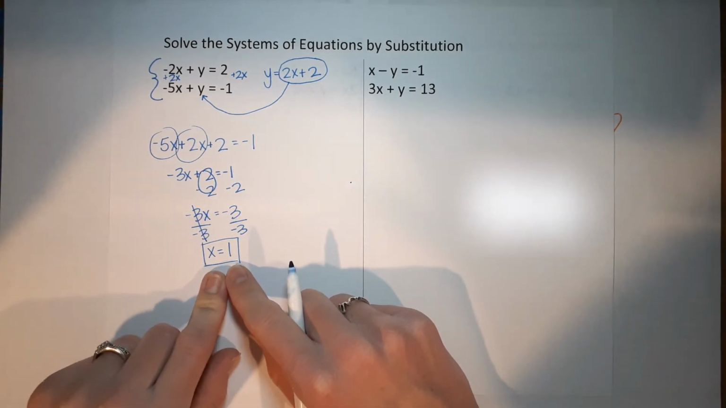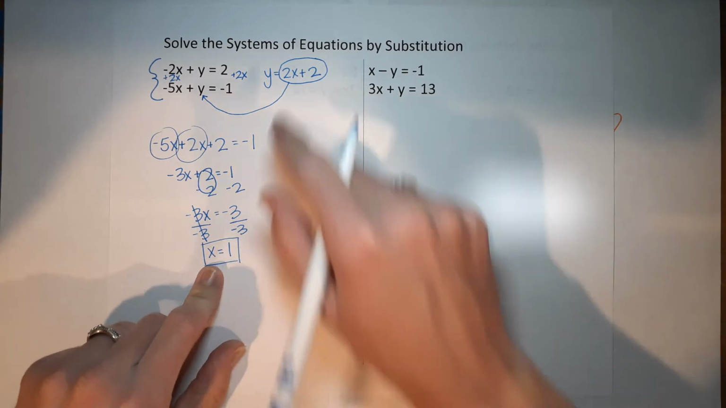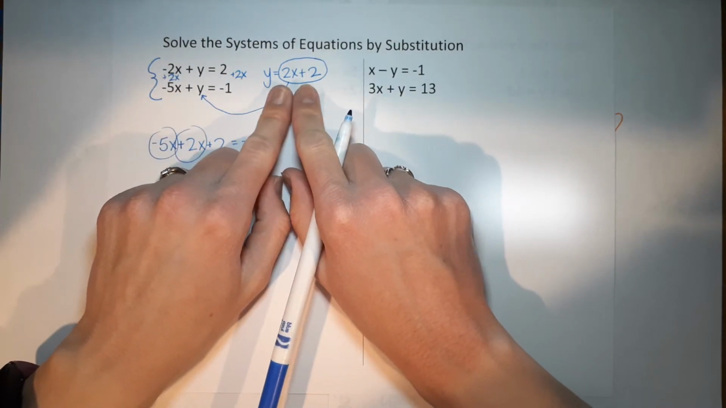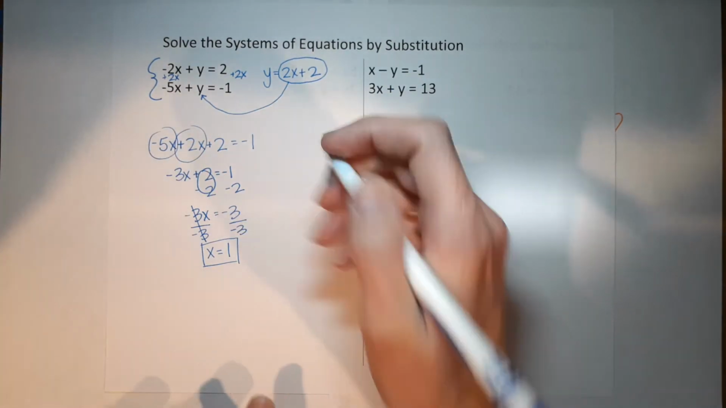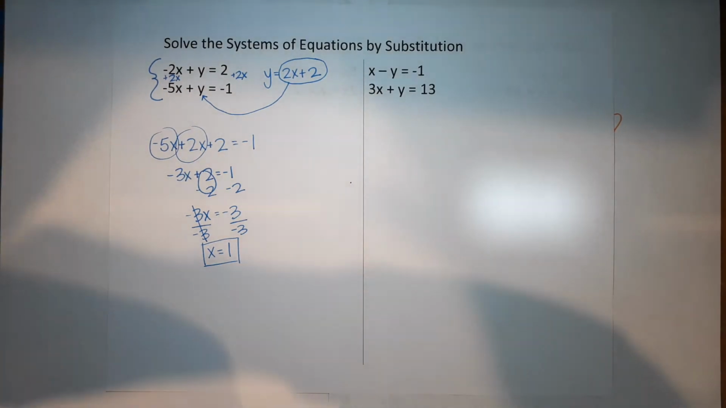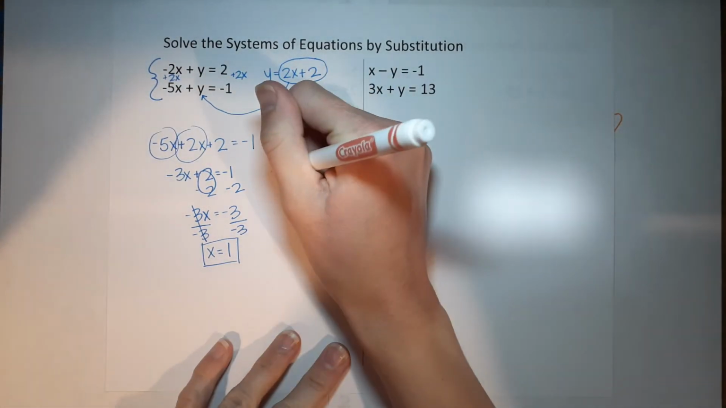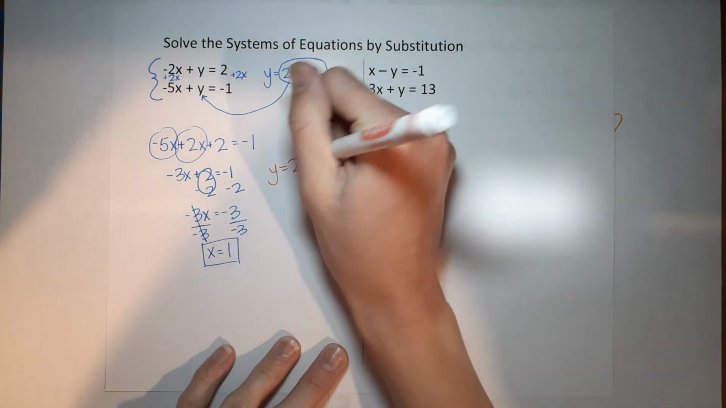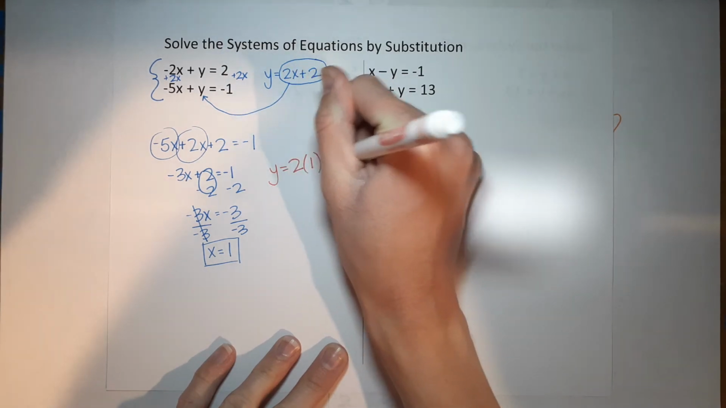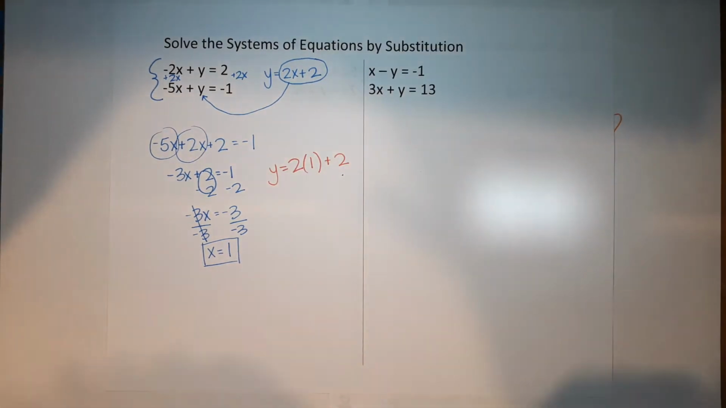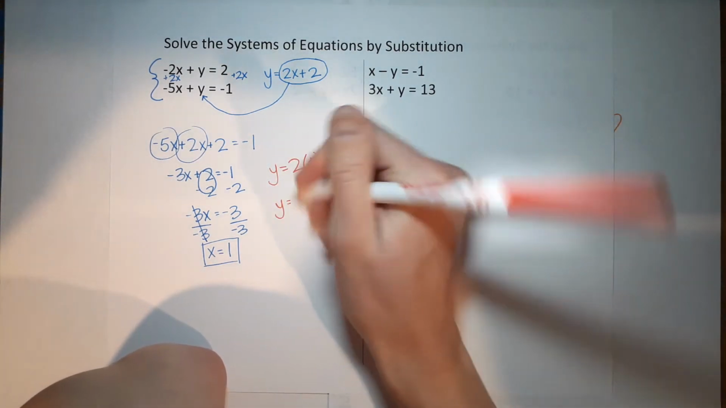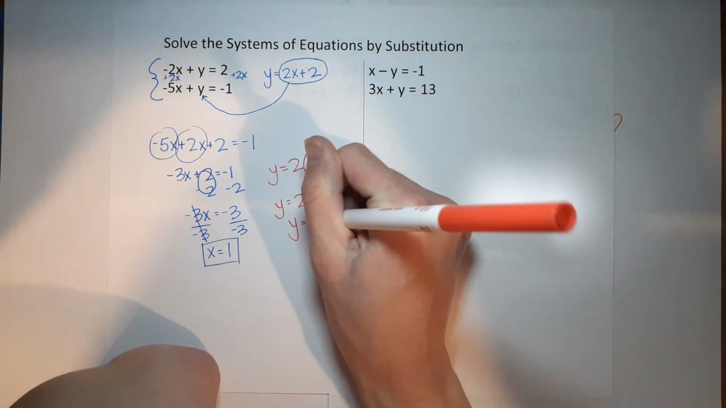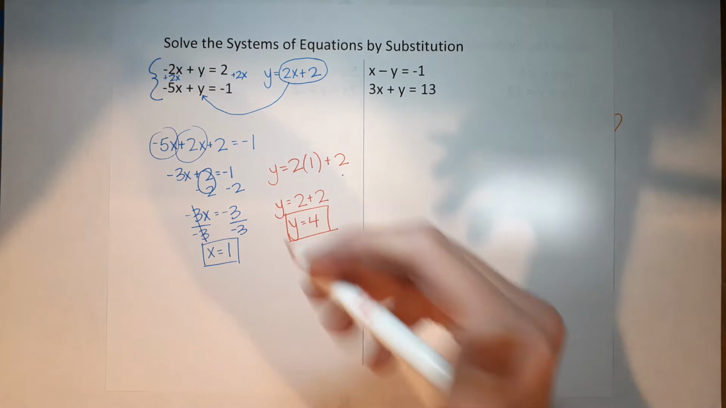Okay, now all I need to do is take this x and plug it in for one of these x's. I can pick whichever one I want. Personally, this one is looking the easiest. So I'm going to plug it into this one. So I'm going to get a different color. All right, so we've got y equals 2 times x, which is 1, plus 2. Okay, so I do 2 times 1 is 2 plus 2. So y equals 4. Look at that.